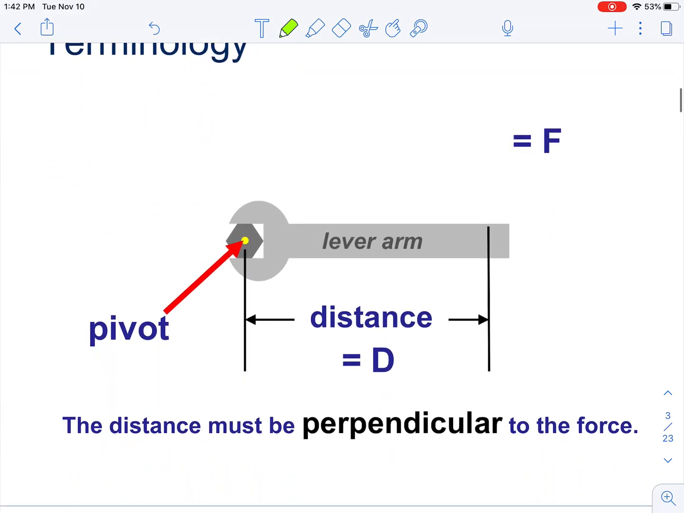Okay, so terminology, wherever it's spinning around is its pivot point. The distance to where the force is located, so if the force is right here, the distance perpendicular to the force, to the pivot, is the distance that you need. And then you have, of course, the force. Again, it's important that the distance has to be perpendicular to the force.